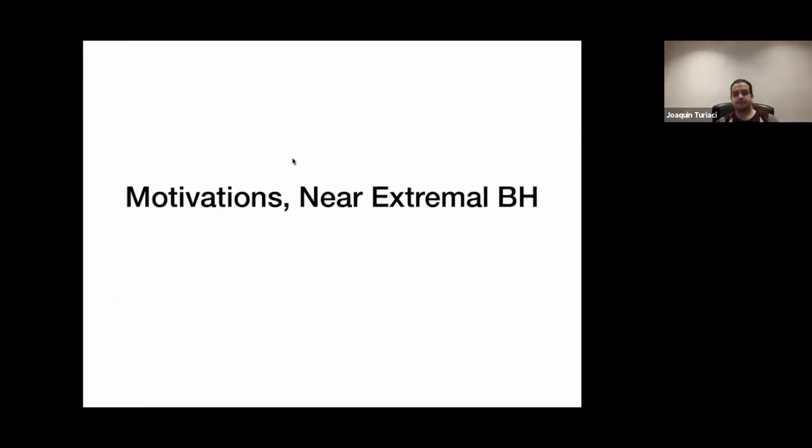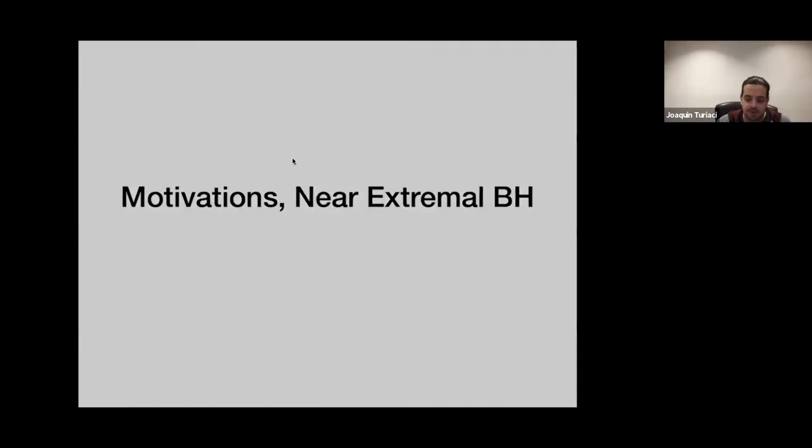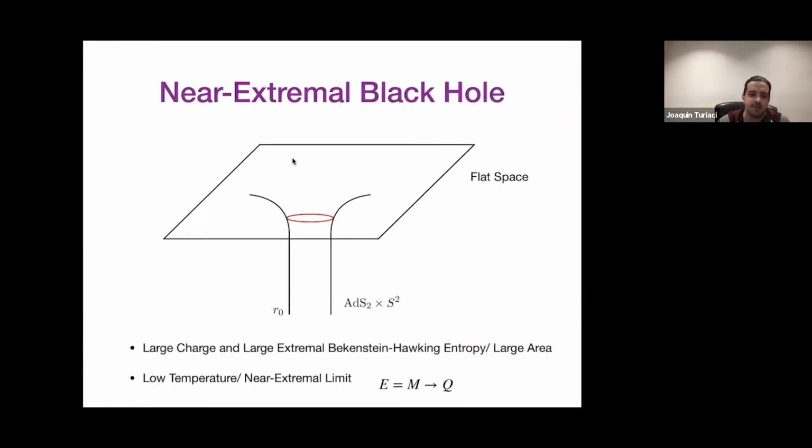Okay, so let's begin with the motivations. I'm going to begin with, hopefully, the most familiar case for all of you, which is the charged Reissner-Nordström black hole in asymptotically flat space. By near extremal, what I mean is that I want the black hole with a large charge. I just want the area to be big. I want it to be macroscopic, in a sense. That's all.